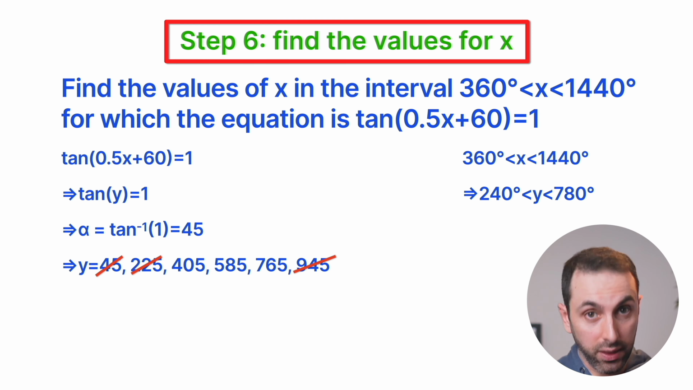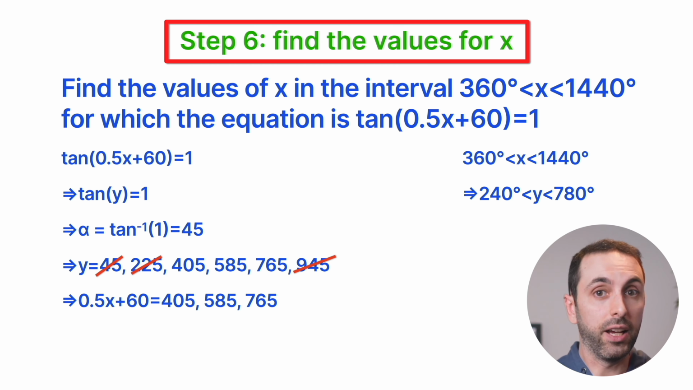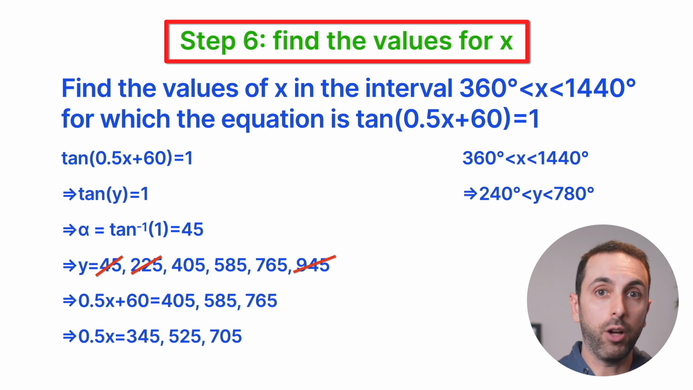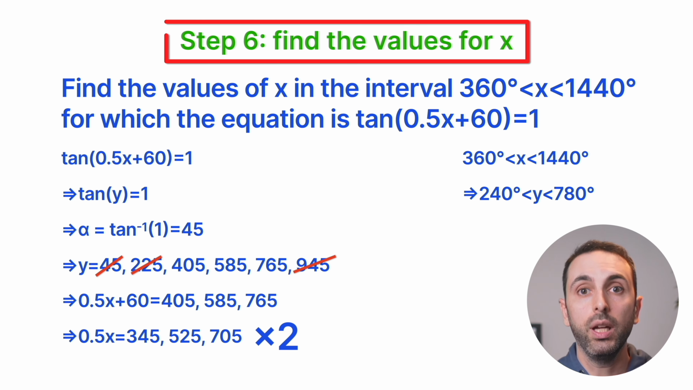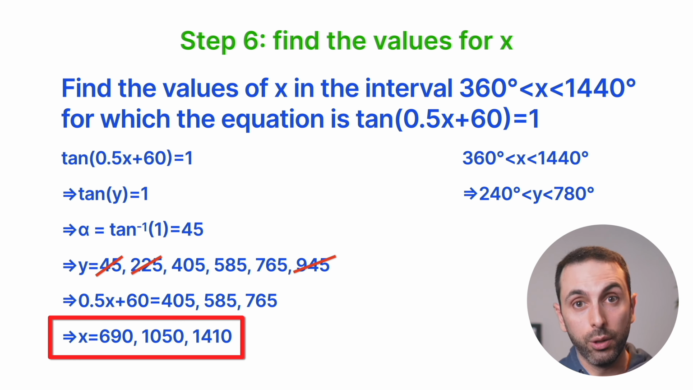So looking at the sixth step, all we need to do here is just replace y with half x plus 60. Now we'll just subtract 60 from those values, followed by multiplying all of them by 2 in order to find the solutions for x. So that gives us a total of 3 solutions.